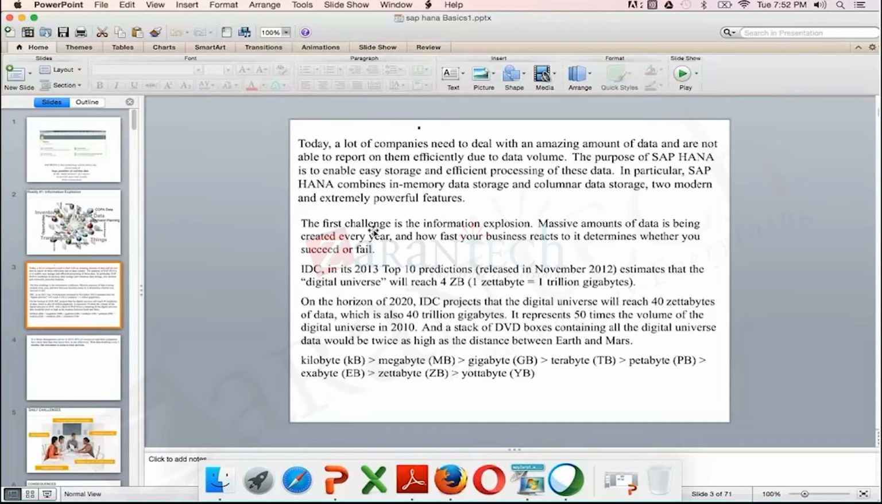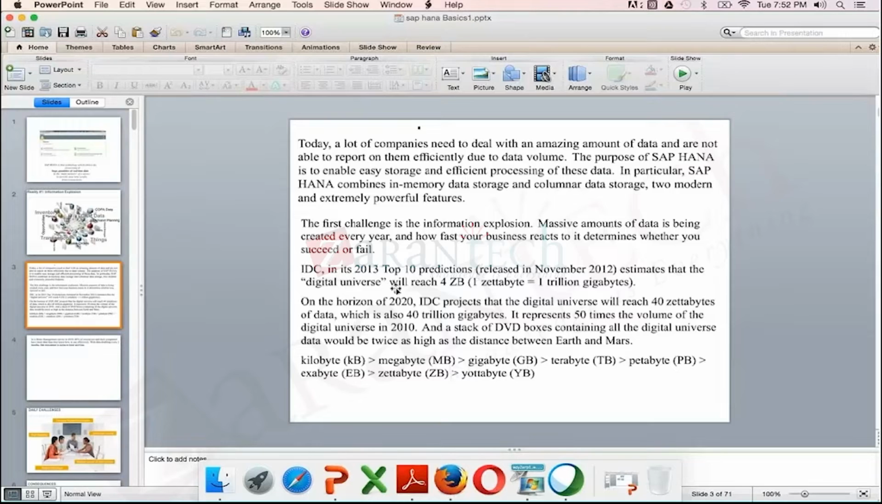The first challenge of information explosion is how to deal with this massive amount of data being created every year, every quarter, every month, every day. So how fast is the data growing? International Data Corporation published one small article on this.